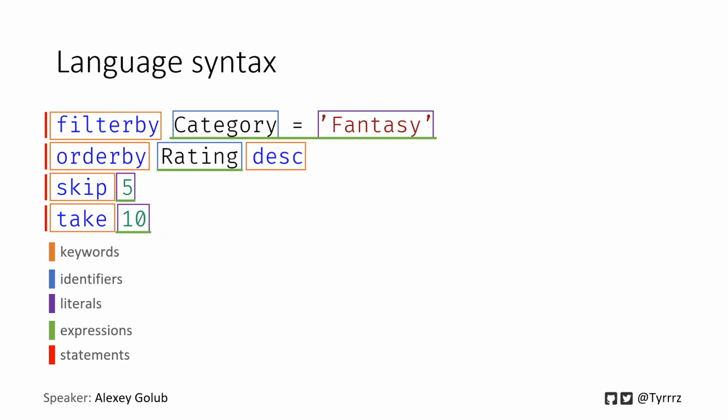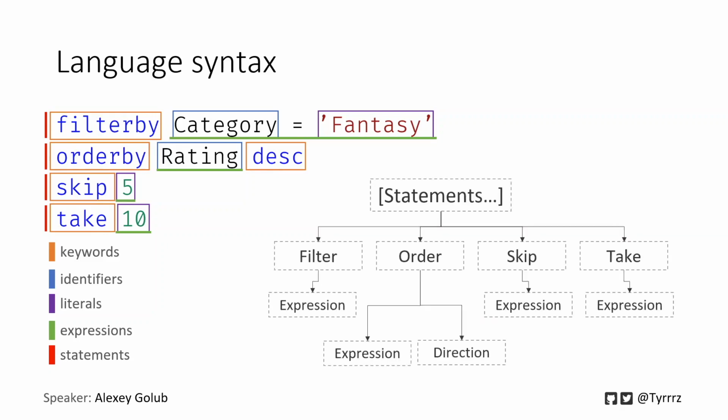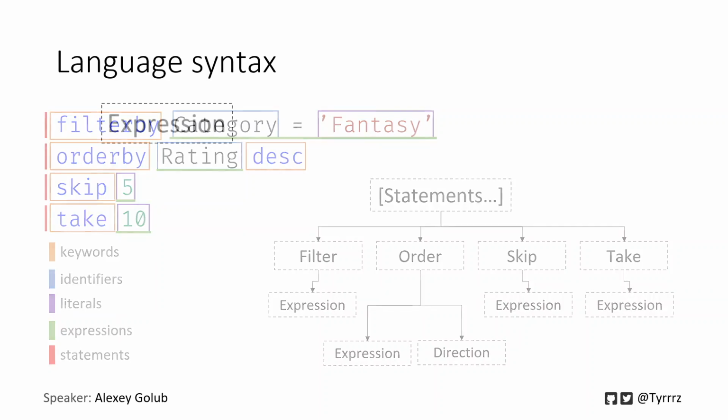So at the end of the day, the result we're looking for by parsing this input should look something like this. So this is the syntax tree of our language. As you can see, for the most part, all of the statements in our language look pretty similar. They are all composed of expressions, except for order that also takes a direction as a parameter. So let's take a look at expressions in more detail.